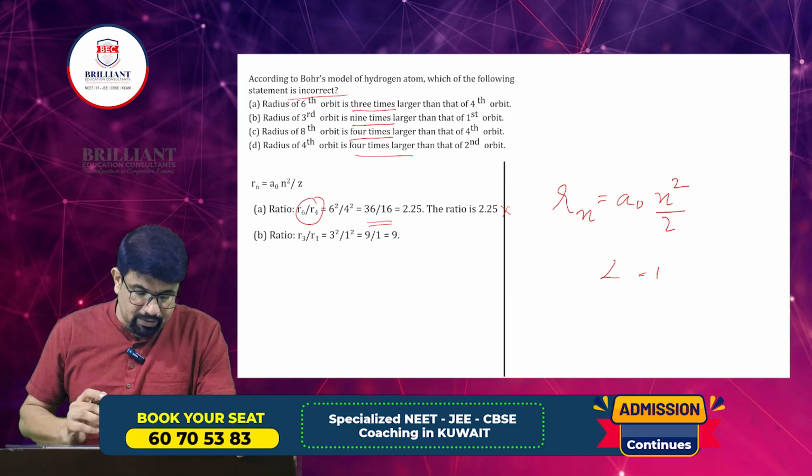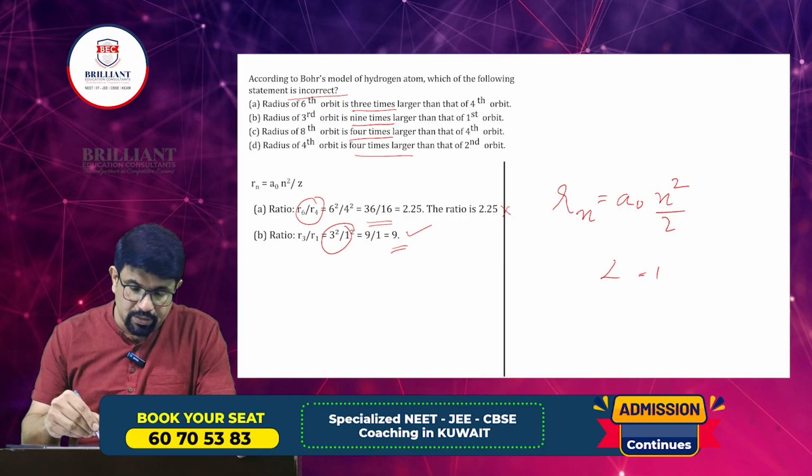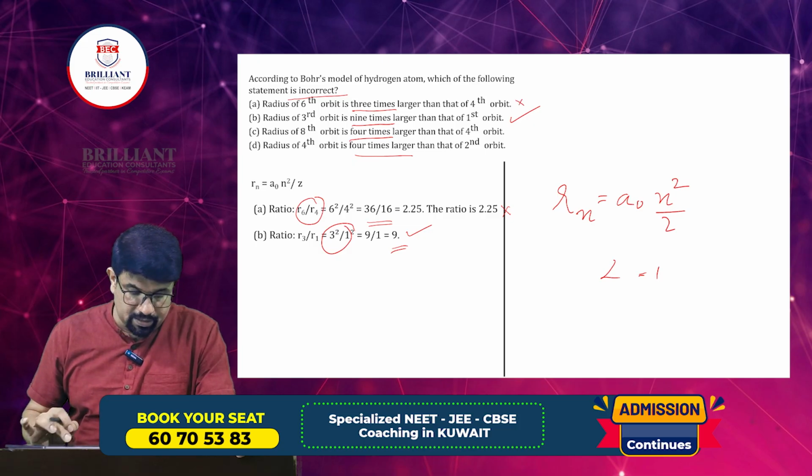The next option gives the ratio of 3rd and 1st orbit. 3rd is 3, first is 1. That's why 3 square divided by 1 square, 9 divided by 1, is equal to 9, right? It is 9 times, as given. That's why this statement is correct. A statement is wrong. Second statement is correct.